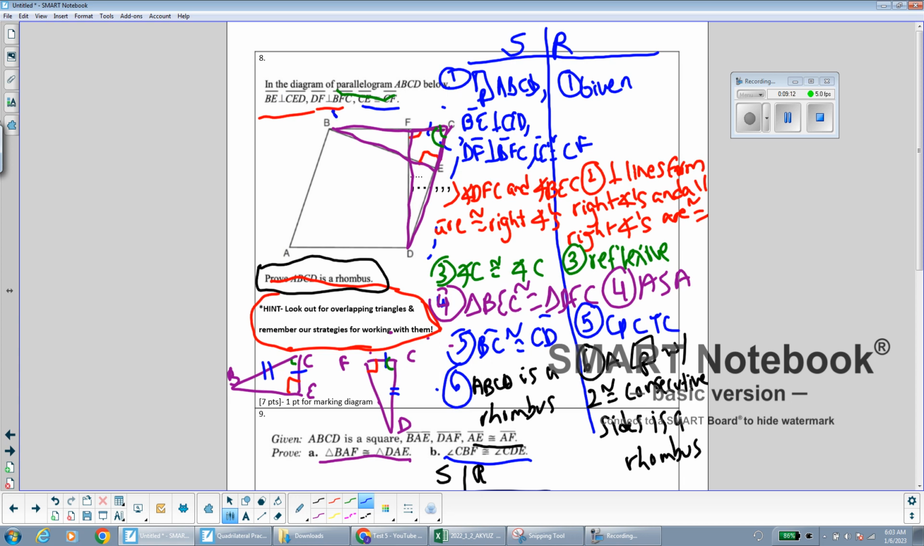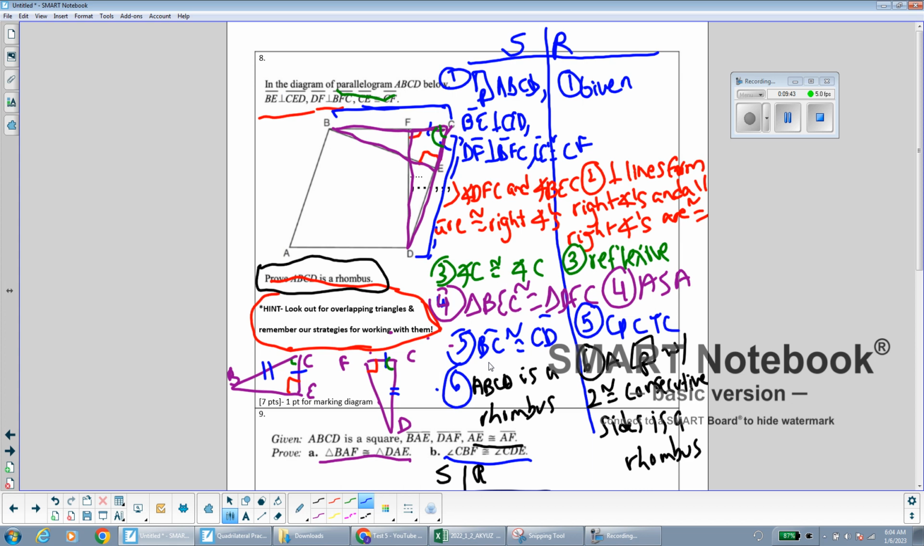And that's the two sides that we wanted from the beginning, the two consecutive sides that we started with a little bit of information about. Now that we know consecutive sides of this parallelogram are congruent, we for sure know that we have a rhombus. And that's the last step of my proof over here. ABCD is a rhombus because a parallelogram with two congruent consecutive sides is a rhombus.